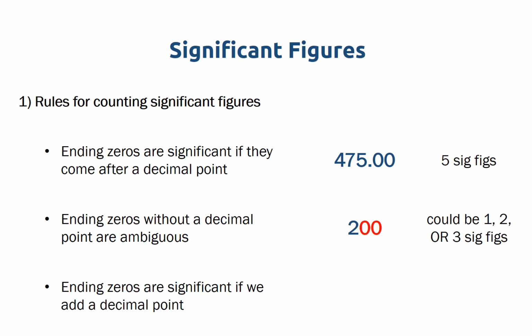If you want to imply that both zeros do matter, one of the things you can do is end the number with a decimal point. For example, we can write this as 200 with a period at the end. This will mean that all 3 digits are significant and we don't have to worry about there being any ambiguity in our counting of the significant figures.